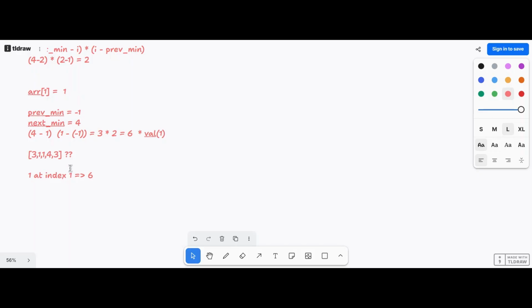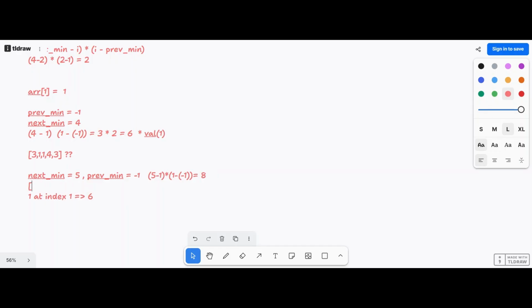Let's count. Next minimum will be what? It's n, which is nothing but 5 over here. And previous minimum is minus 1. So it is 5 minus 1, into 1 minus minus 1, which is 4 twos are 8. So 8 times this is coming.